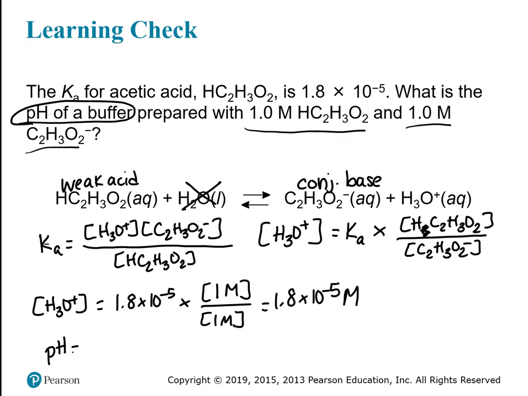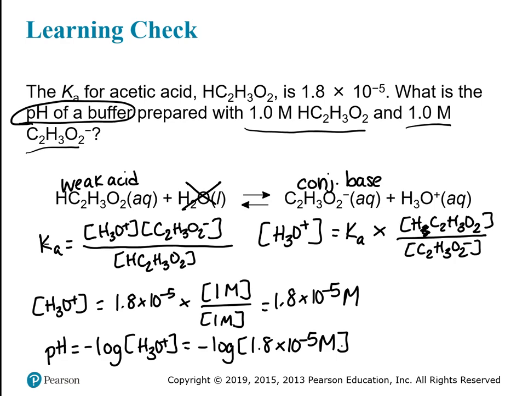The pH is related to the concentration of hydronium, but it's not the same. So the pH is equal to the negative log of our hydronium concentration, which in this case is 1.8 times 10 to the minus 5 molar. When you put that into your calculator, which don't forget, if you have a TI-89, you may have to go to the catalog for the log button, but it's log base 10. And you want the negative of that.